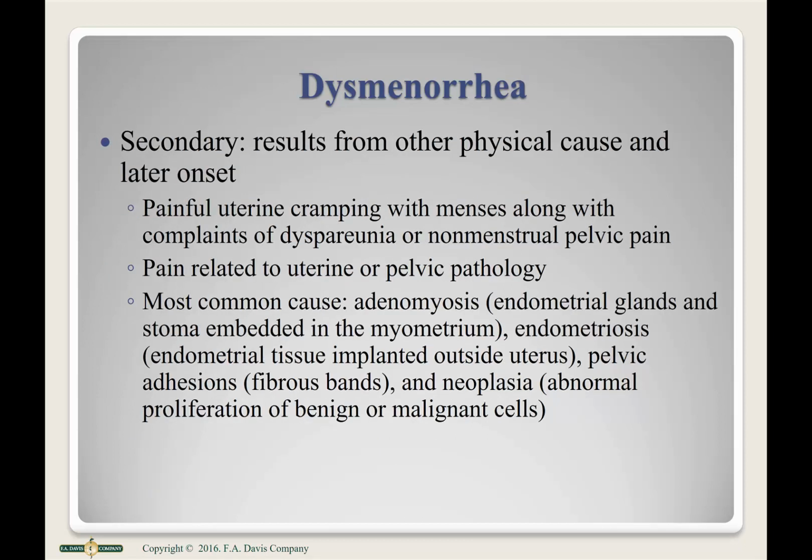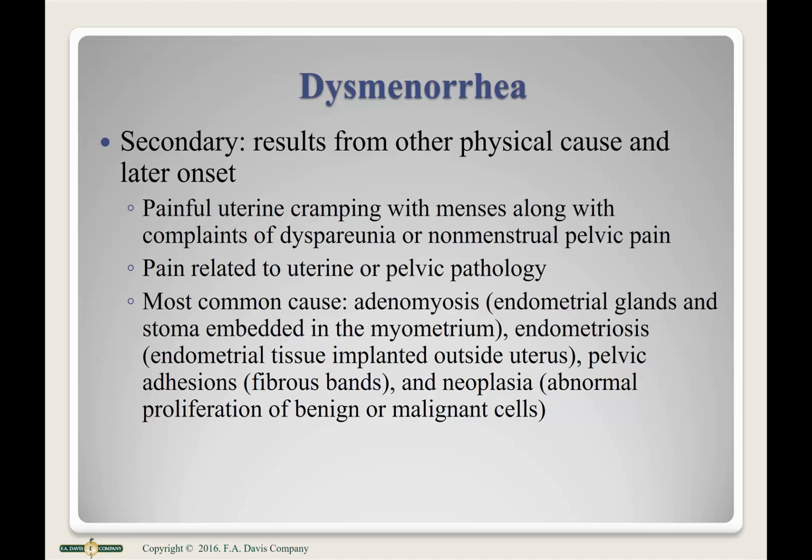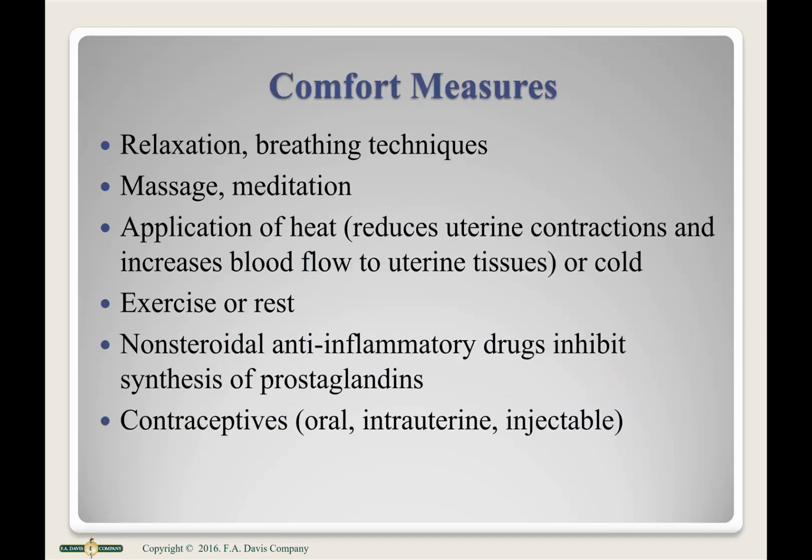Okay, so we said primary is mostly related to the effects of the hormones for menses, and then secondary is when there is some other physical cause for the dysmenorrhea, and we need to find those. You can see some of those common causes. We need to find out what those are and see if we can treat those, okay?